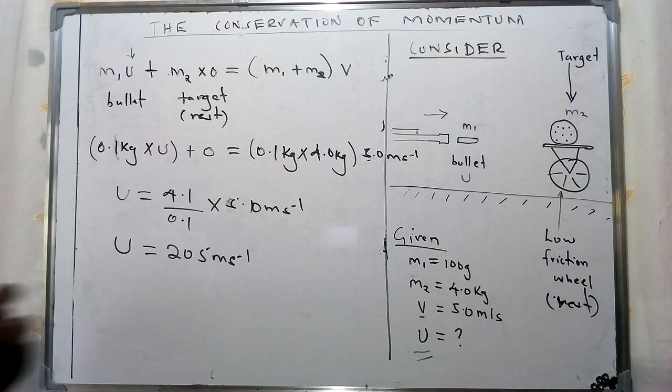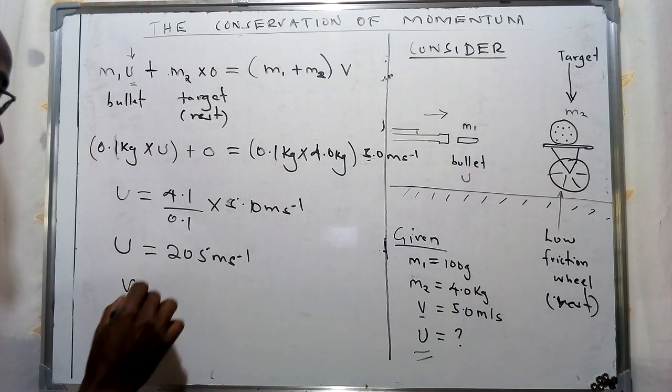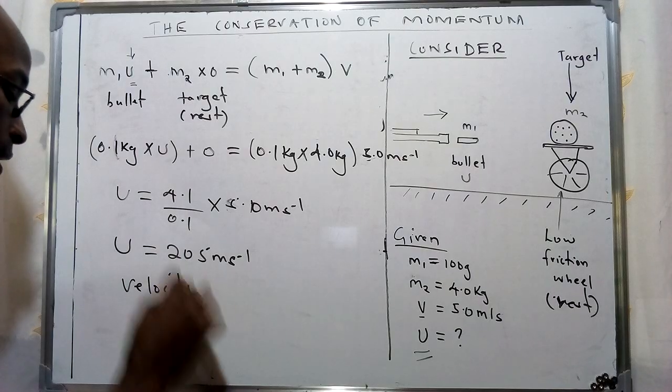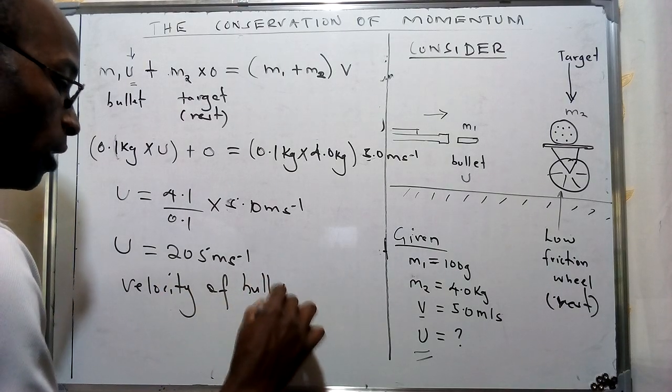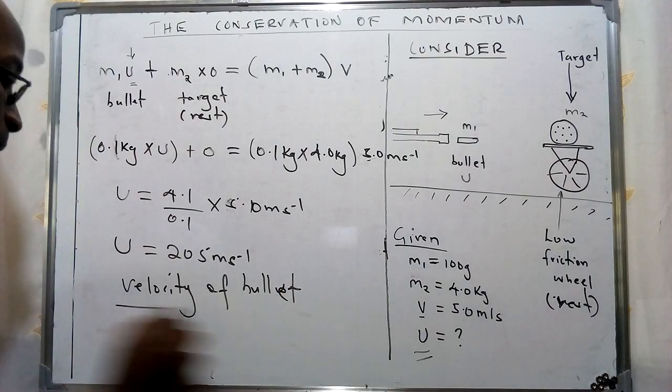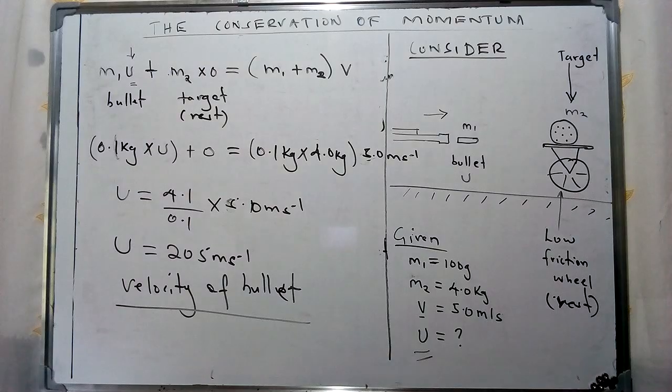So this basically gives us the initial velocity, the velocity u of the bullet, as it was traveling before impact with this specific kind of target. So this is one of the ways we apply the law of conservation of momentum, and this is going to be a vital consideration that we're going to see in a range of our videos.